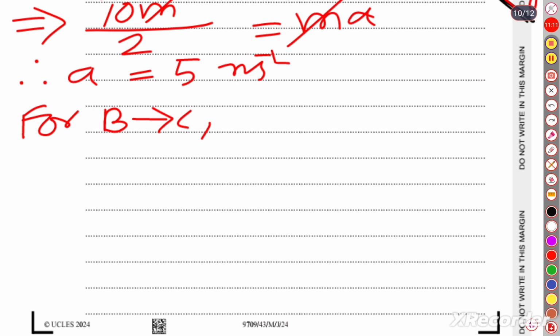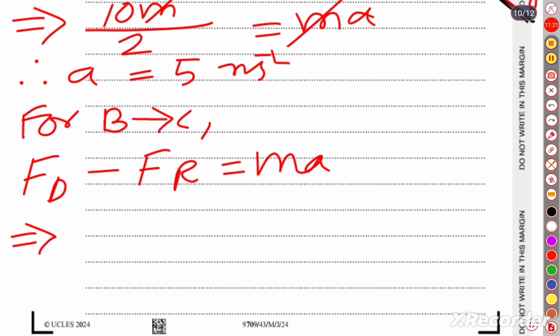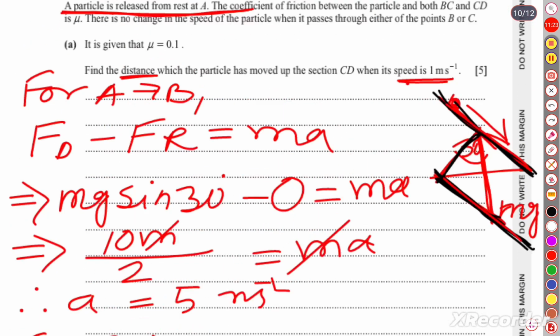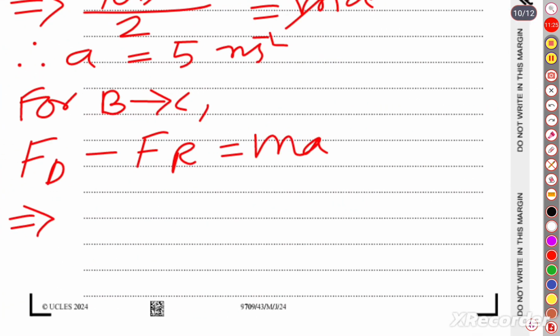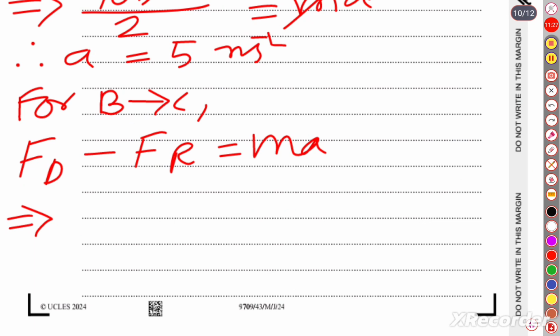Okay, the same concept, driving force minus resistance force is equal to mass into acceleration. Now let's see what is the driving force for the section BC. BC is, I can show you over here, nothing but a horizontal line. So there is no driving force and the particle is not being pulled or driven by anybody. That's why driving force is 0.